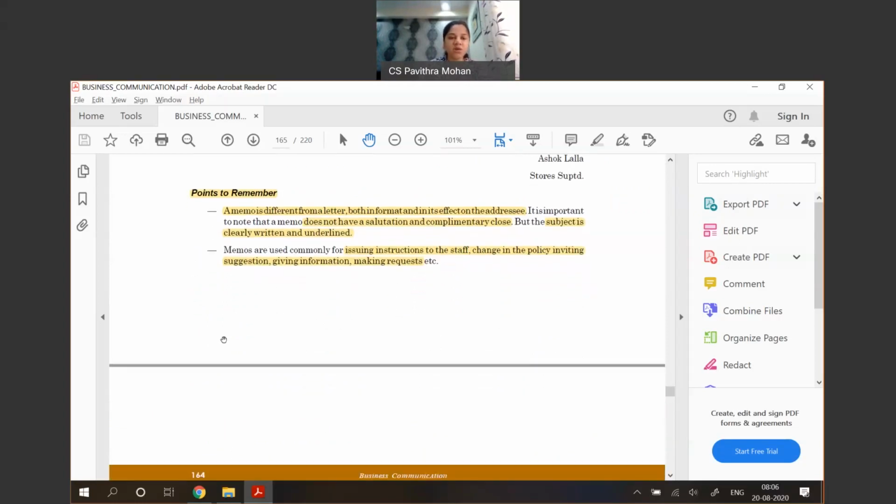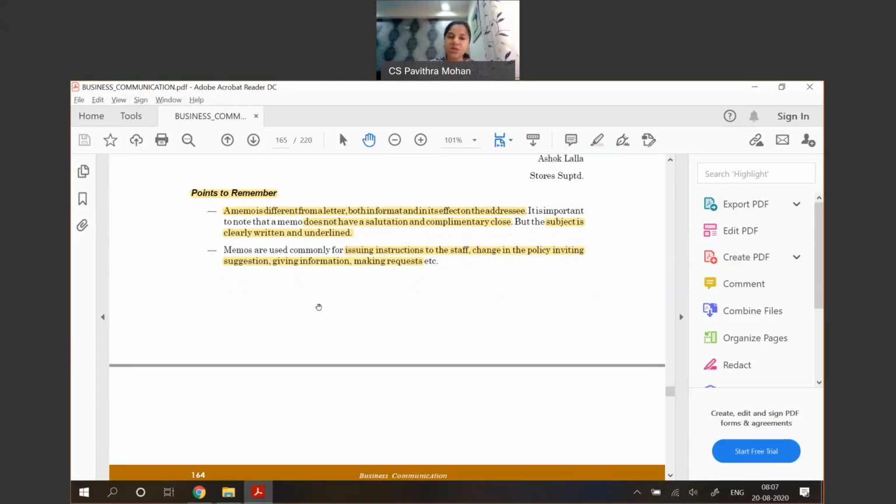Few points to remember. A memorandum is different from a letter, but in format and its effect on the addressee, it remains similar. It does not have a salutation and complimentary clause like a letter. The subject is written very clearly and is underlined. Memos are used for issuing instructions to the staff, policies, inviting suggestions, giving information, and making requests.